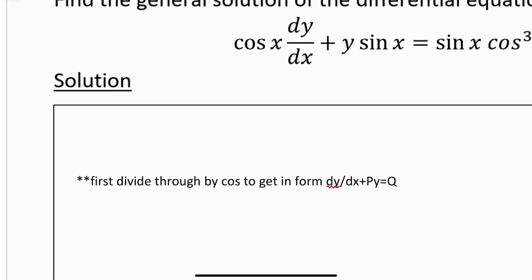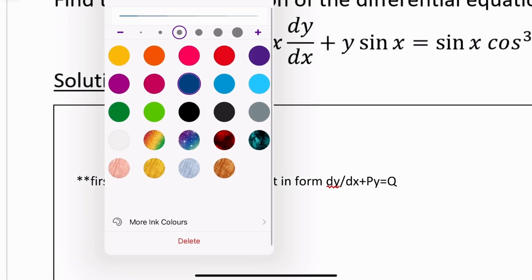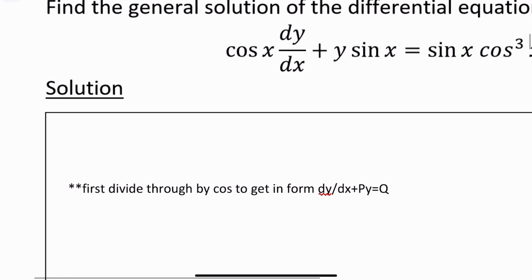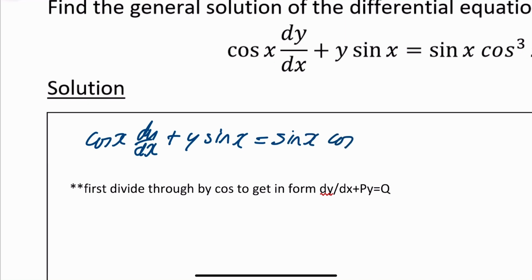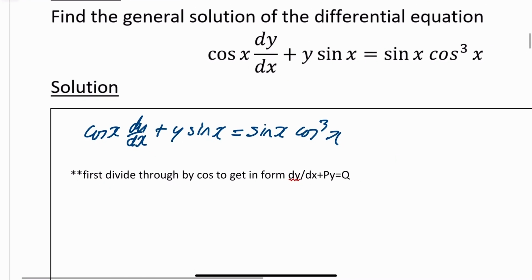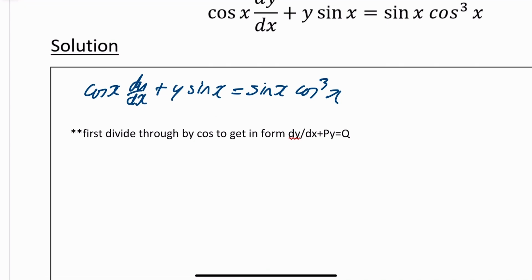So let's just write down the equation again. So the equation was cos of x dy by dx plus y sine of x is equal to sine of x cos cubed of x. So first divide through by cos x to get it in this form. So it now becomes dy by dx plus y, and then sine x over cos x. I'll write that bit first. Remember, you want the p to be in front, really. And then this becomes sine of x cos squared of x.